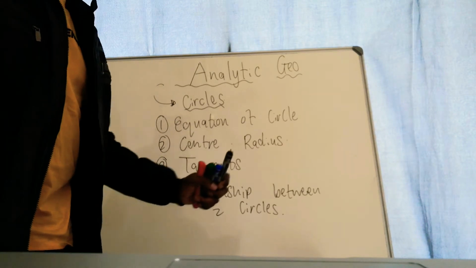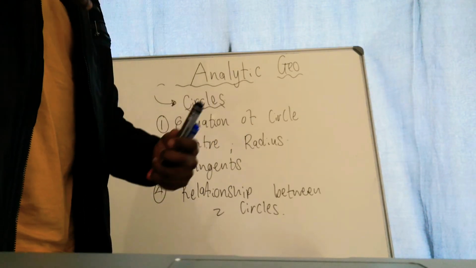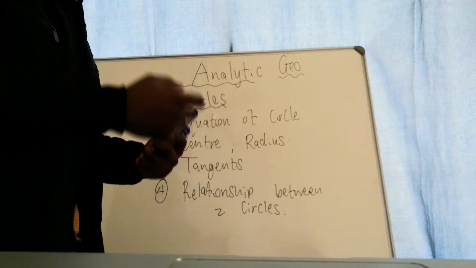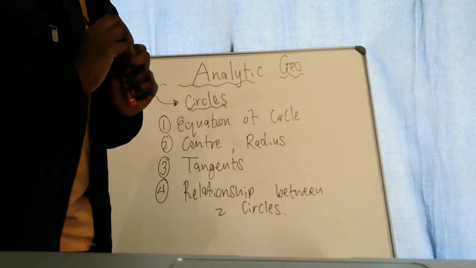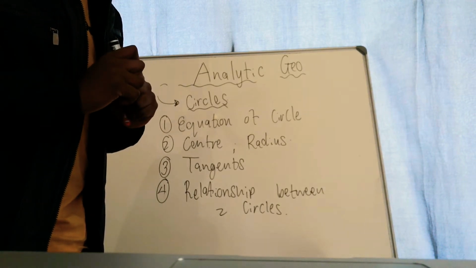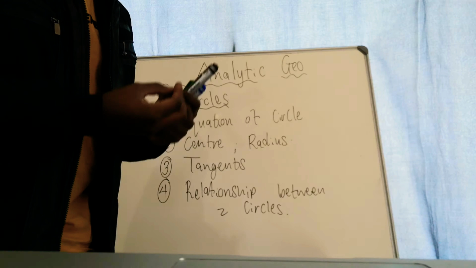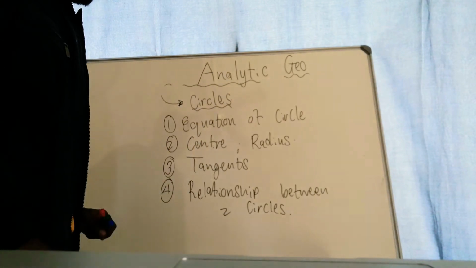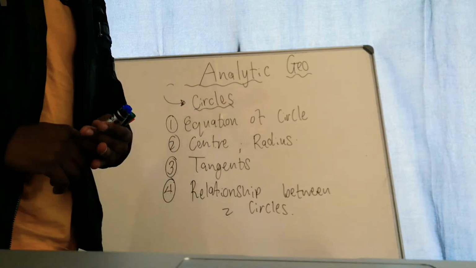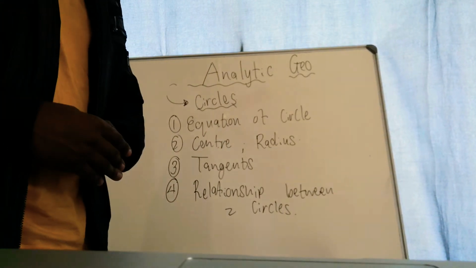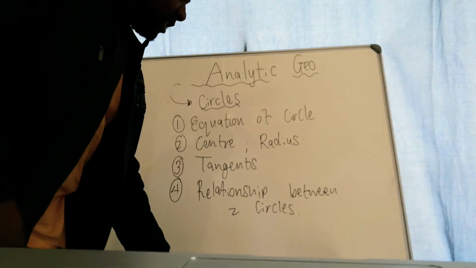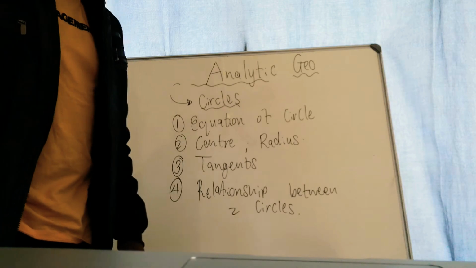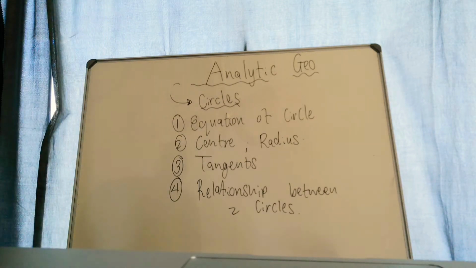And number 3, we're going to look at tangents to a circle. Remember when you guys did Euclidean geometry? If you get a circle, a tangent is just a line that touches the circle only at one point. And it makes a right angle with the radius, right? It makes a 90 degrees with the radius. So we're going to look at that. And lastly, we're going to look at the relationship between two circles. So the videos are going to be divided in that way. And this video will start with the equation of a circle.